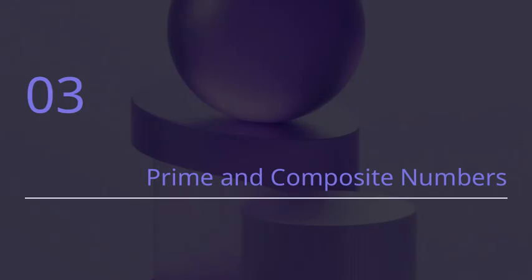Let's take a closer look at prime and composite numbers. Prime numbers are numbers greater than 1 that have no divisors other than 1 and themselves. They are the building blocks of all numbers, much like the basic units in a larger structure. For example, numbers like 2, 3, 5, and 7 are prime because they can only be divided evenly by 1 and themselves. On the other hand, composite numbers are numbers that have more than 2 divisors. These are numbers that can be divided evenly by numbers other than 1 and themselves. For instance, 4 can be divided by 2, and 6 can be divided by 2 and 3.